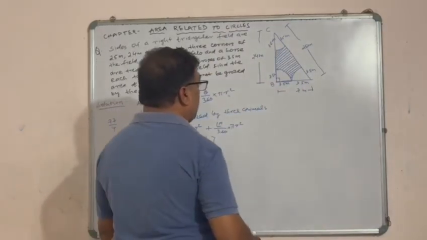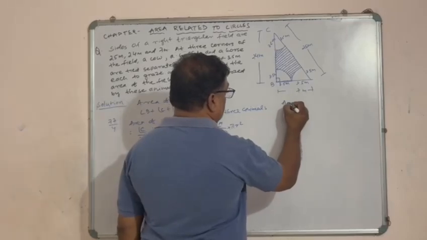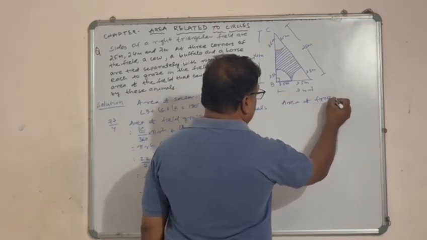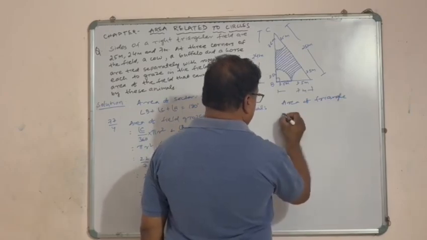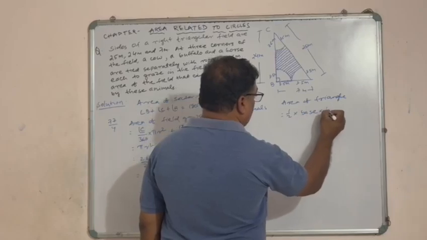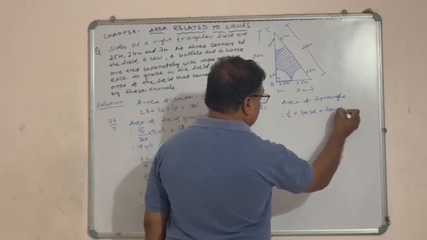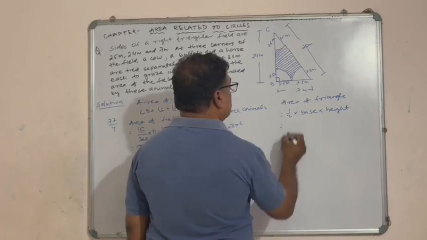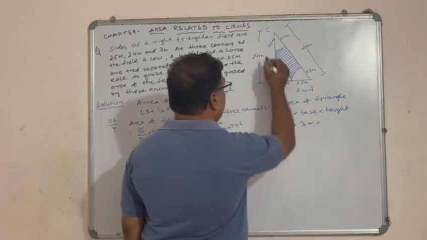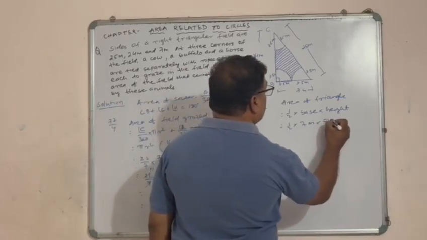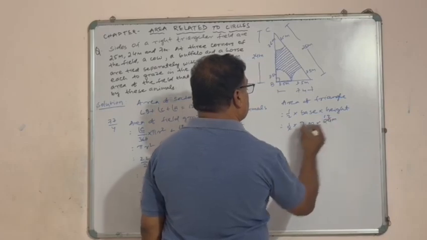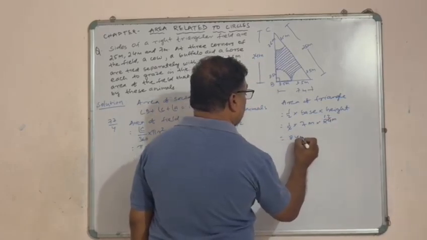Then we need to find the area of the triangle. Area of triangle equal to half into base into height. So half into 7 meter into height, which is 24 meter. So 12 7s are 84 meter square.